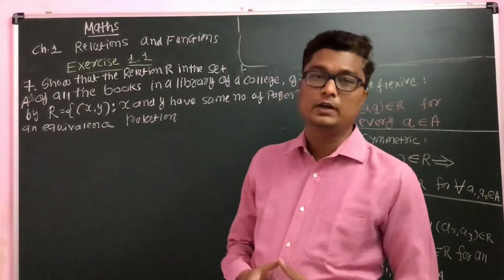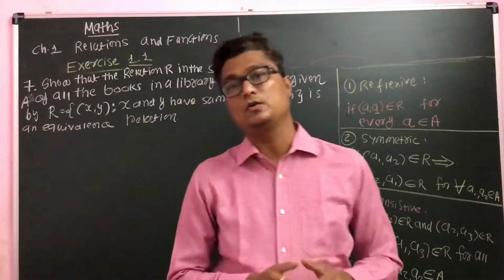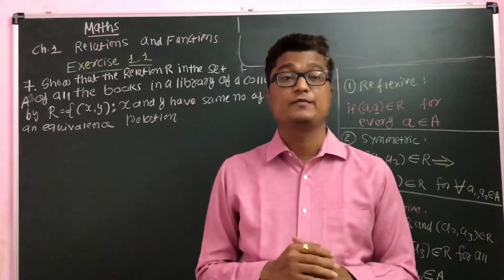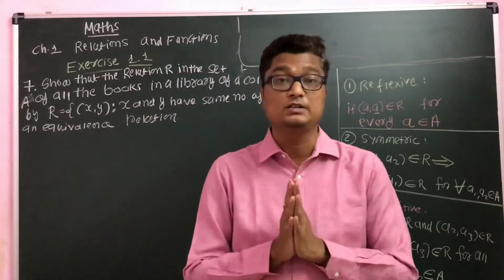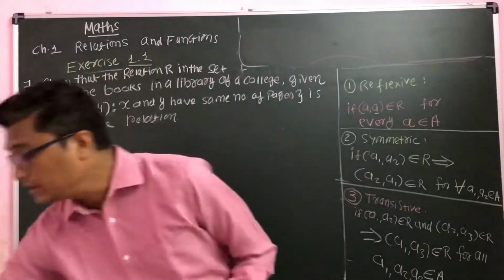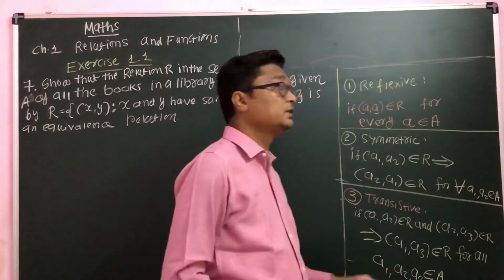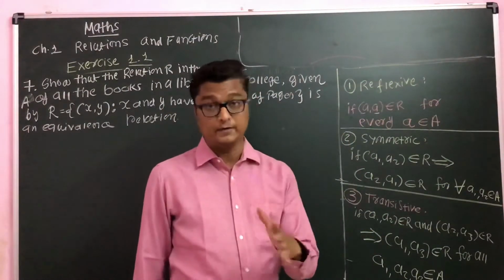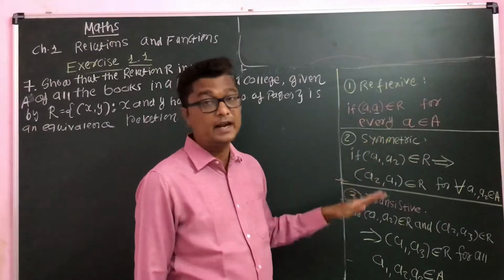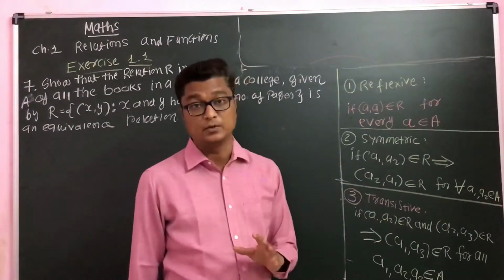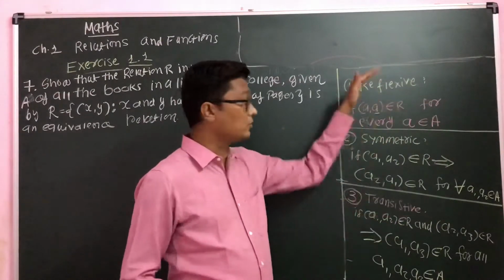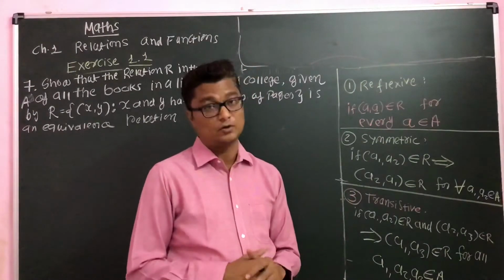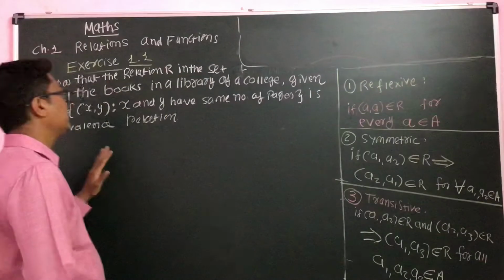Hello friends, so let us do problem number 7 of exercise 1.1. In this we are asked to check whether the given relation is equivalence or not. If it is an equivalence relation, then it has to satisfy three things. It has to be reflexive, it has to be symmetric, and it has to be transitive. So again we have to check for all three, and then we will tell whether it is equivalence or not.